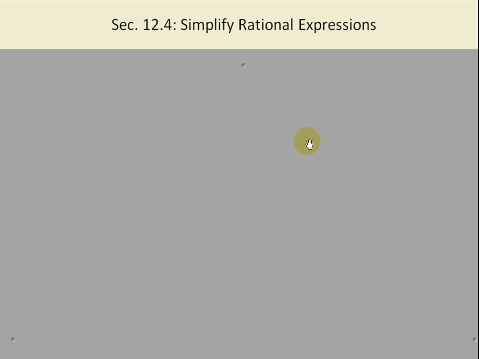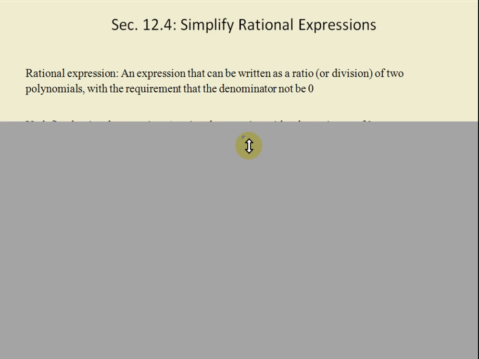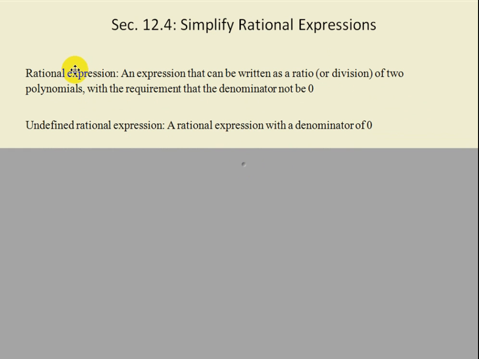In section 12.4, we're going to simplify rational expressions. So let's start with a little bit of terminology. For example, what is a rational expression? Well, this is an expression that can be written as a ratio, which in other words is division, of two polynomials, and we have to follow this requirement that the denominator cannot be zero because we cannot divide by zero.